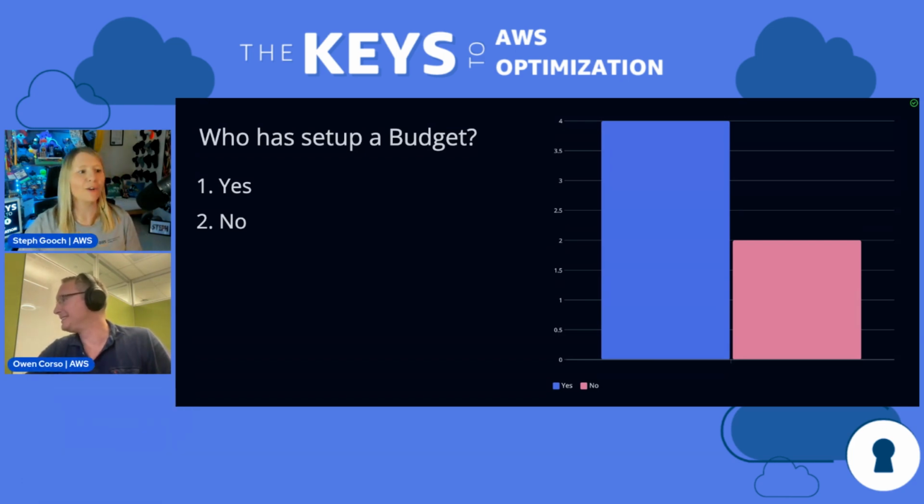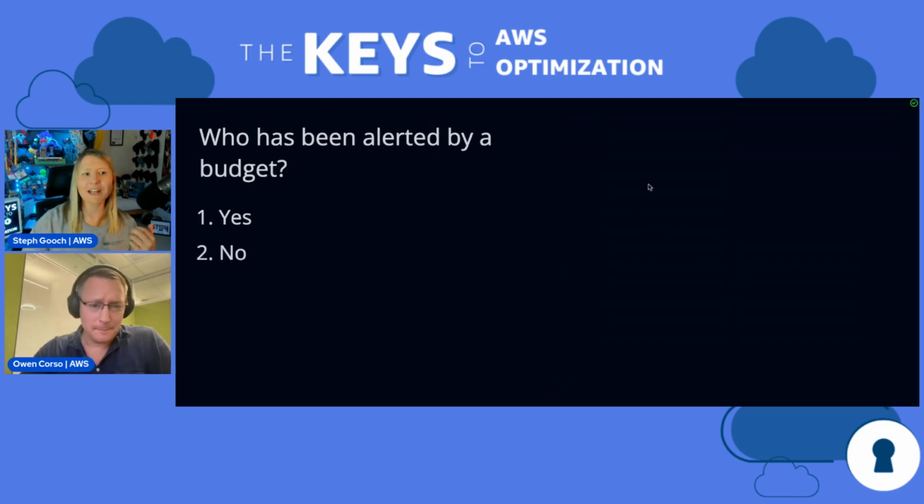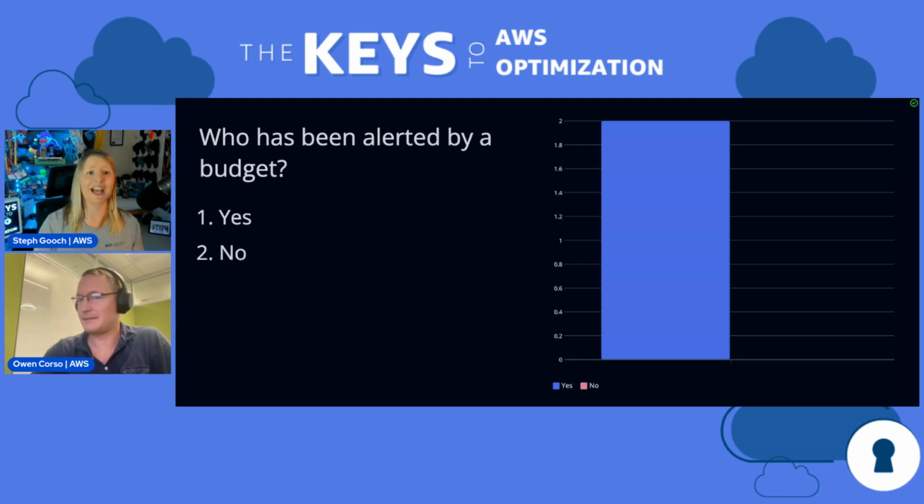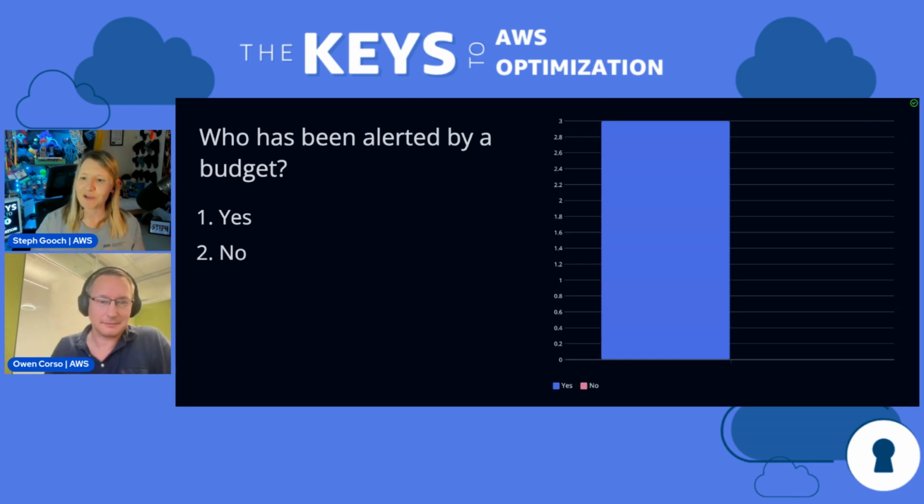Okay, perfect. I'm going to go quickly on to our next question then. Who has been alerted by a budget if you have one? 1 for yes, 2 for no. I definitely have had spikes in my work accounts, and been like, oh my goodness, what is this? Okay, good. Everyone has been alerted, and hopefully that is saved. So Owen, just to let you know, people have been saved by budgets. That's what I wanted to show people. That's great to hear. It's worked.